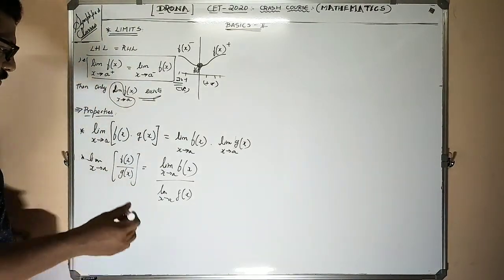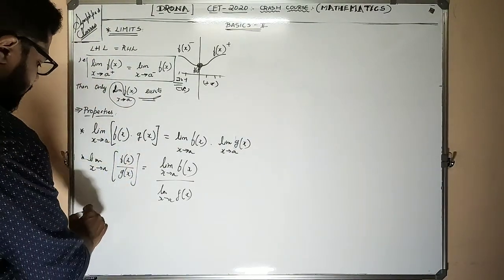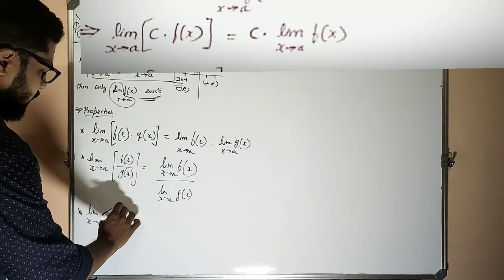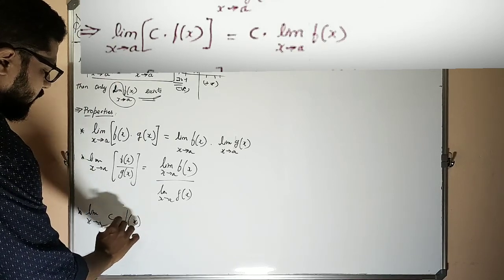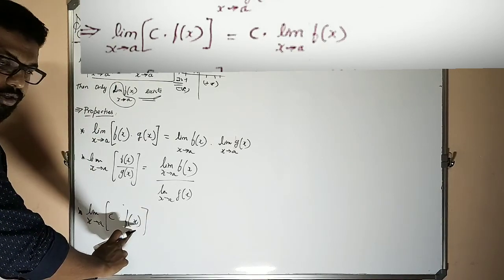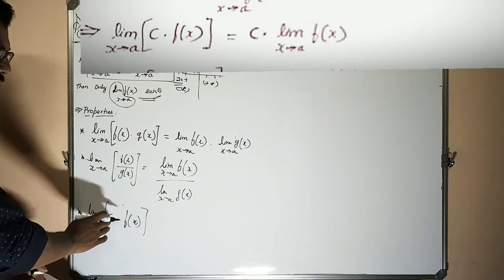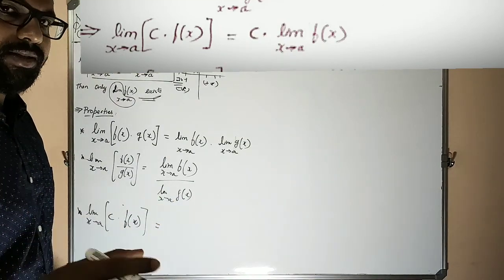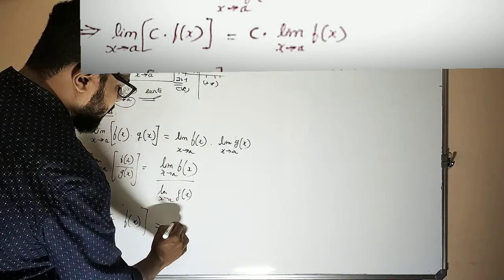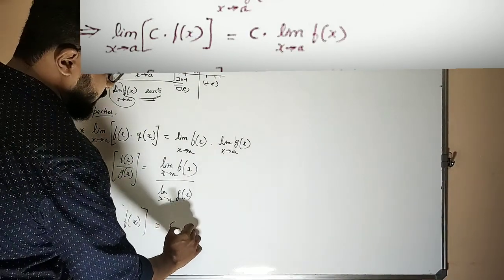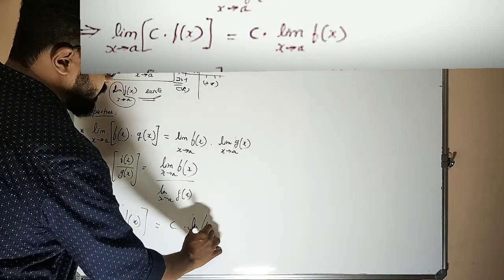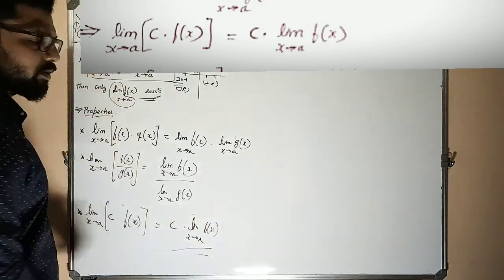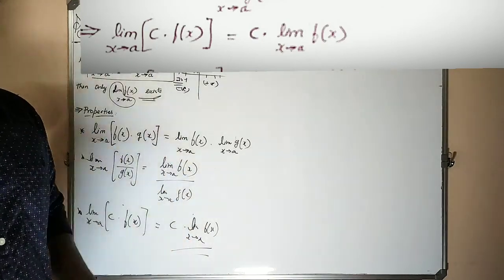Okay. Now the third one is a little different. The limit of x tending to a, c into f of x. Imagine a constant times a function. Applying the limit to a product of a constant and a function: limit cannot be applied to a constant. The limit of a constant is the constant itself. So remember that. That's why the constant is kept outside. Then I can apply the limit to the function. This is how it will look. Just keep the constant outside and then apply the limit.